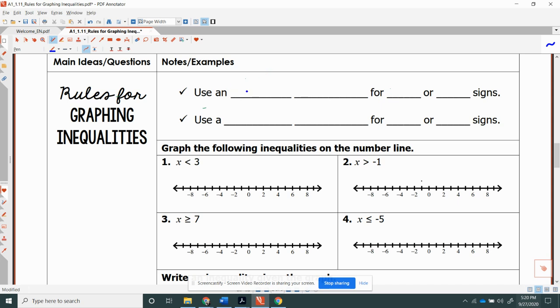Hello, students. Today we're going to talk about the rules for graphing inequalities, and we will talk about solving inequalities. So first, you need to know that we will use an open circle for less than or greater than signs. We will use a closed circle for less than or equal to or greater than or equal to signs.